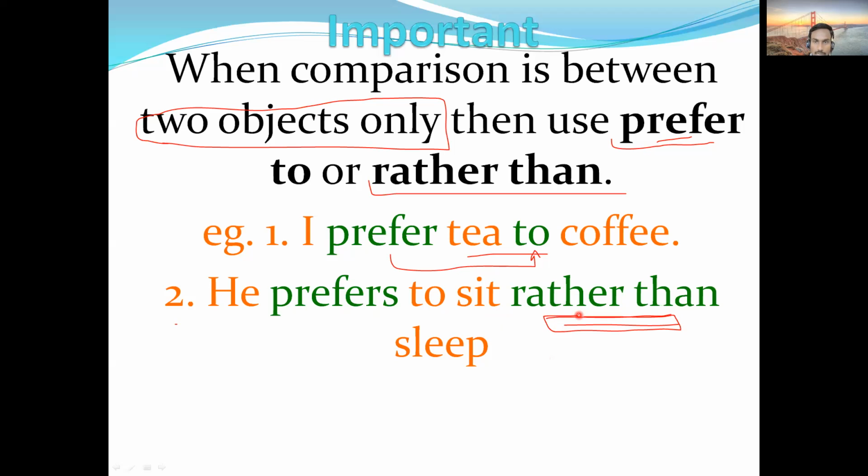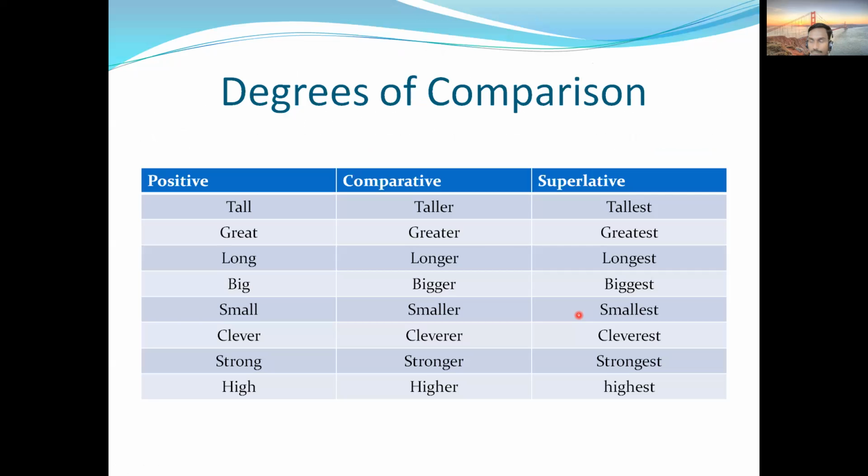Now the next part is upon you people. And what is this next part? You people have to find out more and more examples of these three degrees. Which three degrees? Positive, comparative, and superlative.